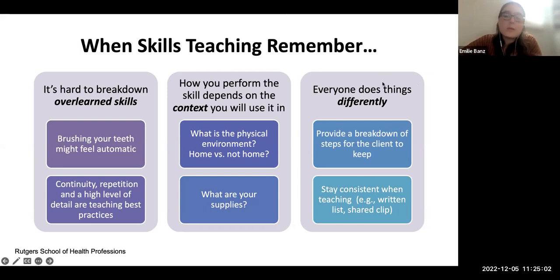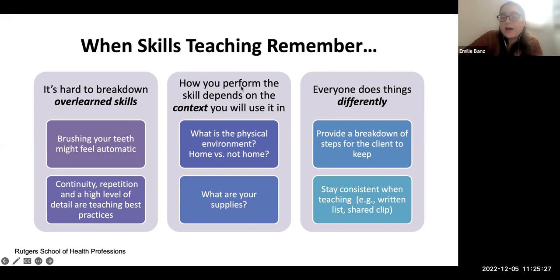How you perform the skill also depends on the context you will use it in. So again, talking about that physical environment of taking a shower in a hotel versus taking a shower at home, and then the different supplies and where to get those supplies. When developing the steps, does the person need to actually start at the grocery store, or start someplace where they can acquire resources? Or does it start in their home where they're actually performing the skill?